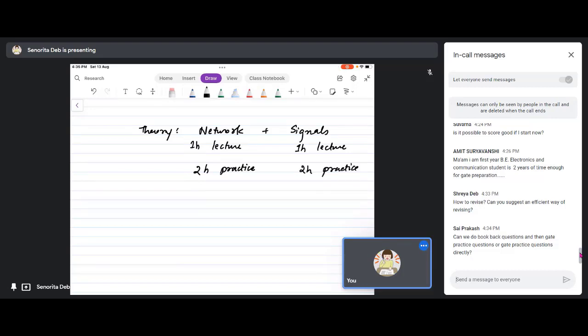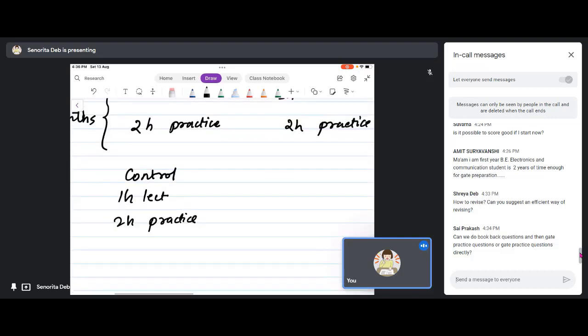We did this. Now suppose this ends in 1 to 1.5 months, and after that you start control. Now with control what you do, control 1 hour lecture, 2 hours practice, and you start revising network here.